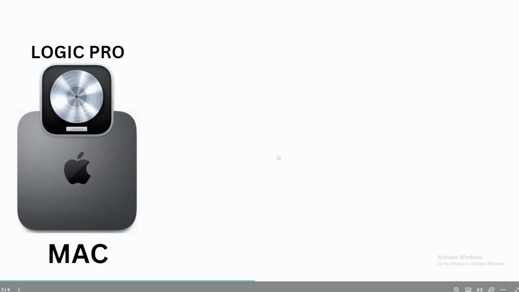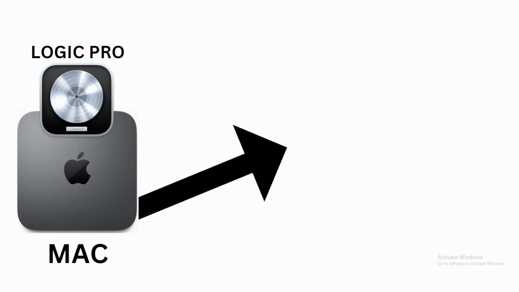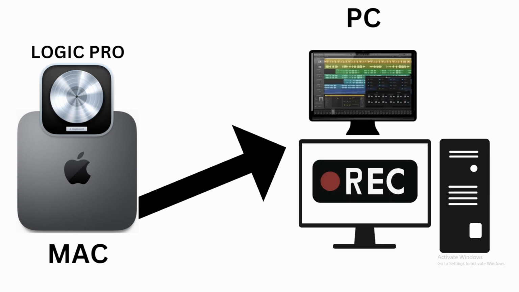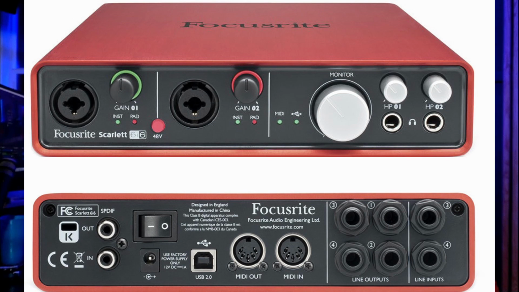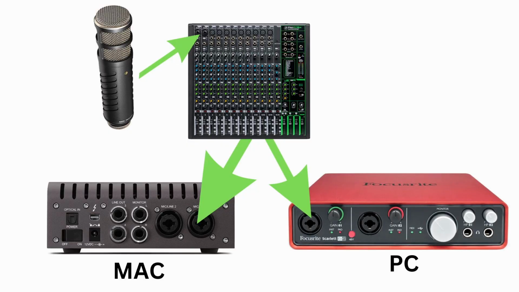I run Logic Pro on my Mac and I use a PC to record all of my gameplay and stream to the internet. For my audio interfaces on the Mac, I have the Apollo Twin. For my PC, I have the Focusrite Scarlett 6i6. Connecting the audio, I hook up my mic to the mixer, then I use an aux output that goes to my Mac and my PC interfaces. This gives me more control over my audio and it will come into play later in the video, so you can record easier in OBS and edit your DAW and your voice separately.